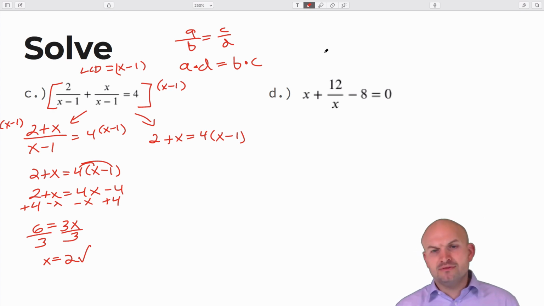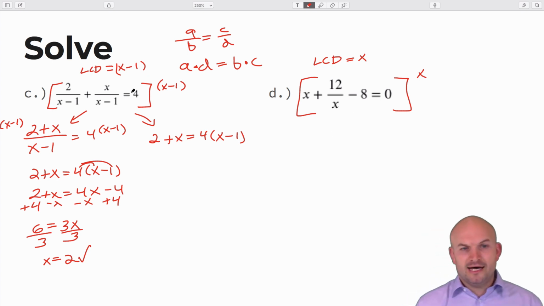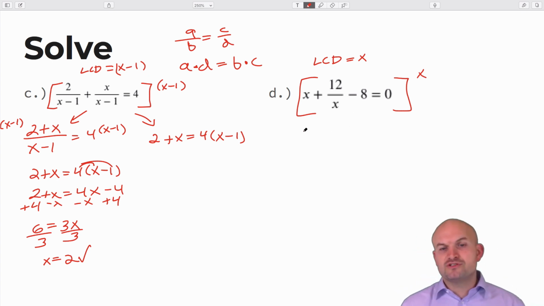In the next example, we only have one denominator, and it's a variable x. So I'm just going to multiply everything times x. And again, it's very important to make sure we multiply everything times x, because that is going to produce what we call an equivalent equation.